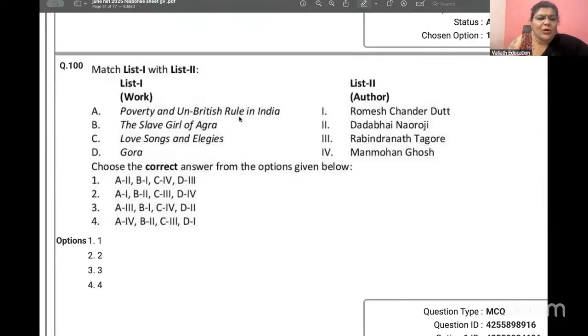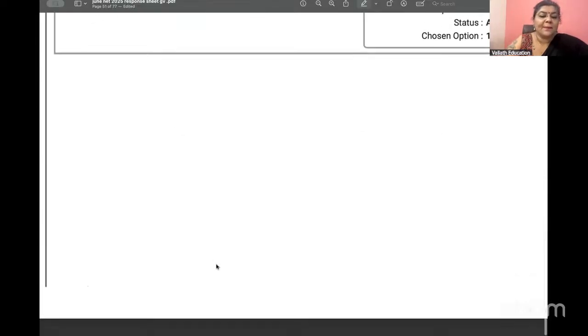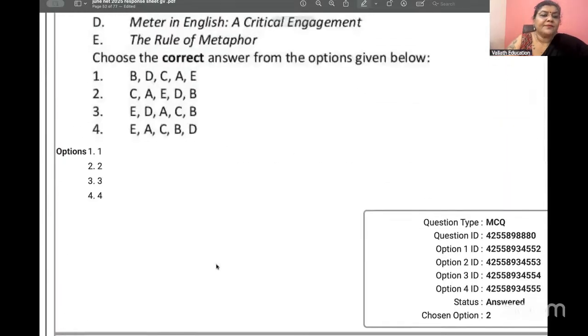Poverty and un-British rule I have never heard. Gora, I know, Rabindranath Tagore. D3. Slave Girl of Agra and love songs and elegies are there in our material. I have taught this. Slave Girl of Agra is Ramesh Chandra Dutt. Love songs and elegies, Manmohan Ghosh. So, also only one D3 is there. Gora, Rabindranath Tagore. Only one D3 is there. Okay.